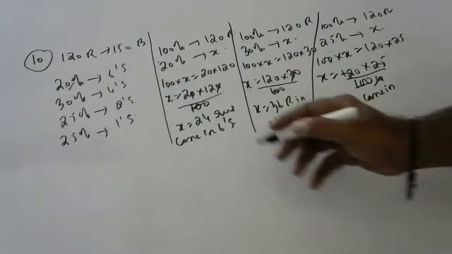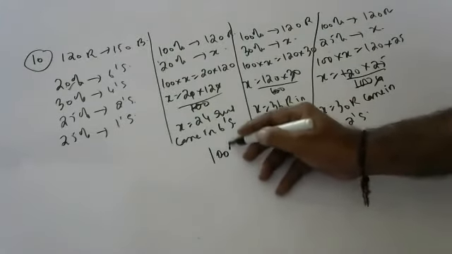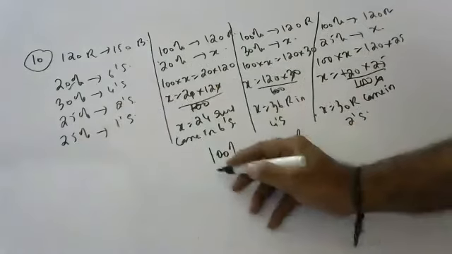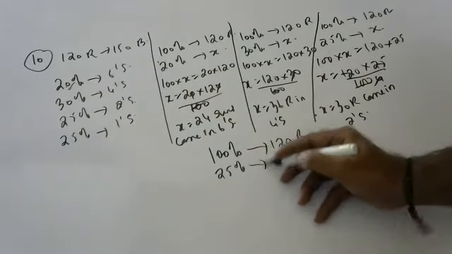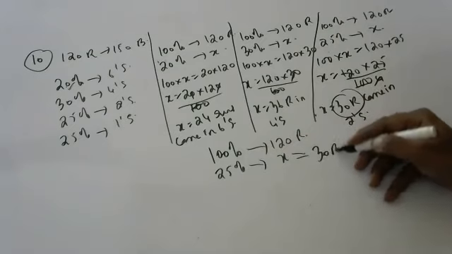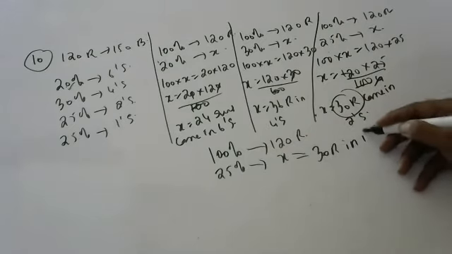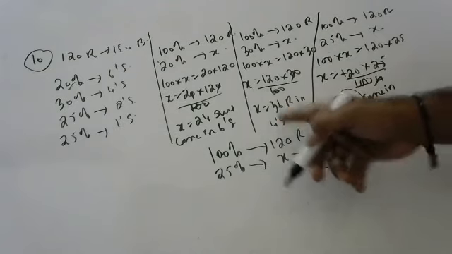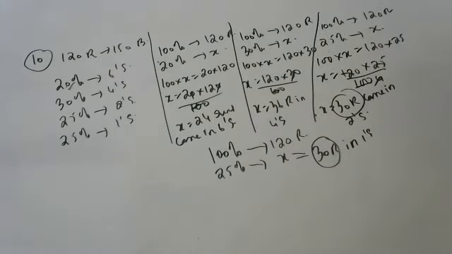Tell me singles, right? 25% is equal to x. Same, 30 runs again. So 30 runs also came in the form of singles. 30 runs singles, 30 runs twos, 36 runs fours, 24 runs sixes. Like this you should do.